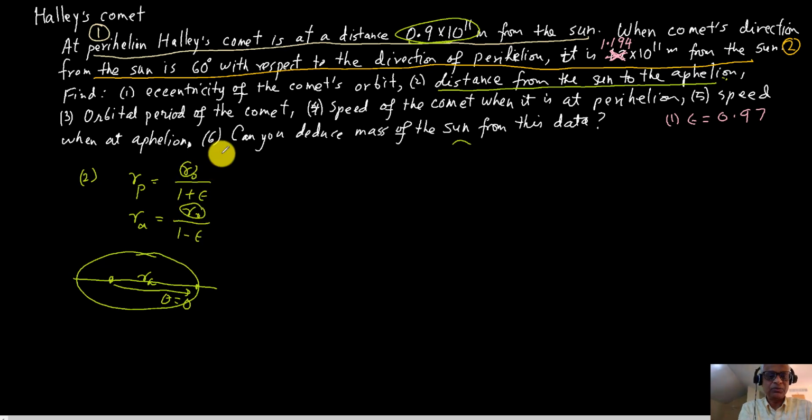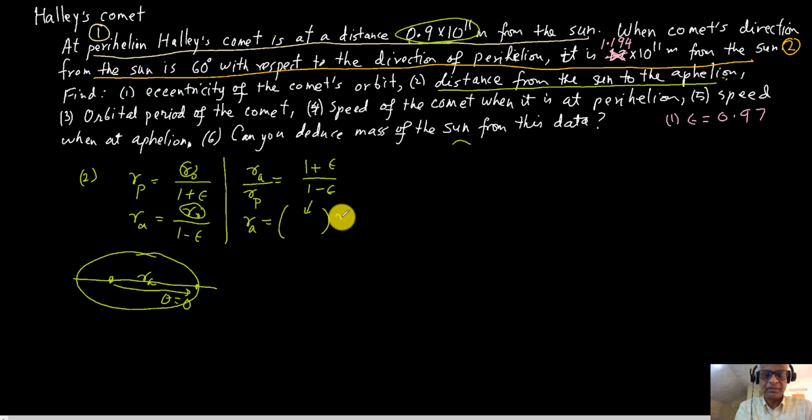R0 still is unknown, so just take a ratio of this. So RA over RP will be (1 plus epsilon) over (1 minus epsilon). And so RA will be this stuff here times the perihelion. And we have the answer here: (1 plus 0.97) over (1 minus 0.97), using my value of 0.97, times 0.9 times 10 to the power 11 meter.